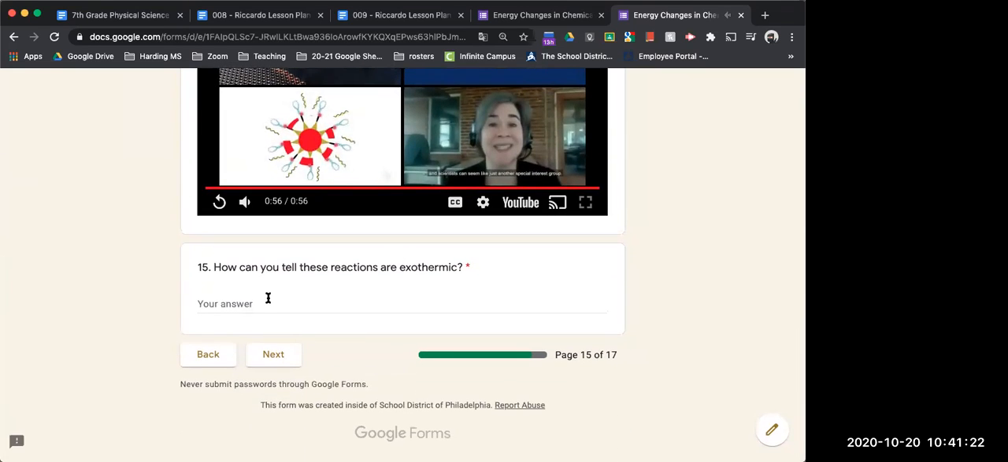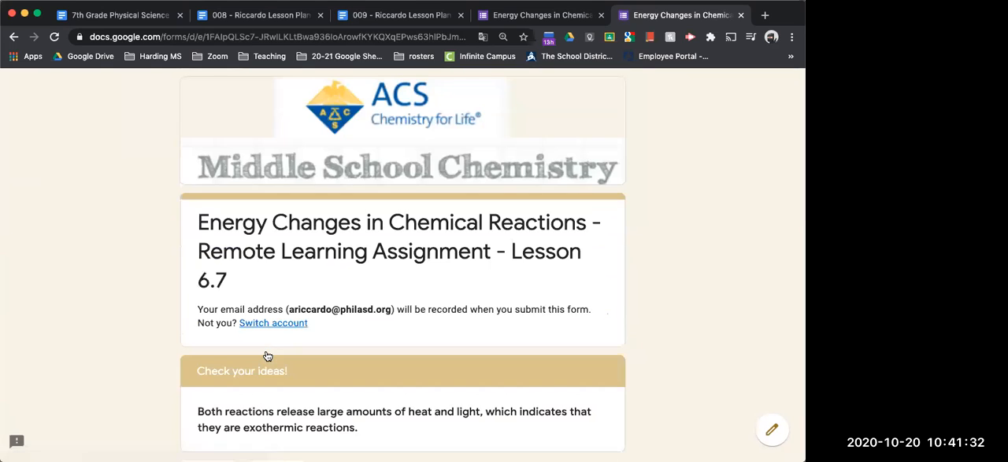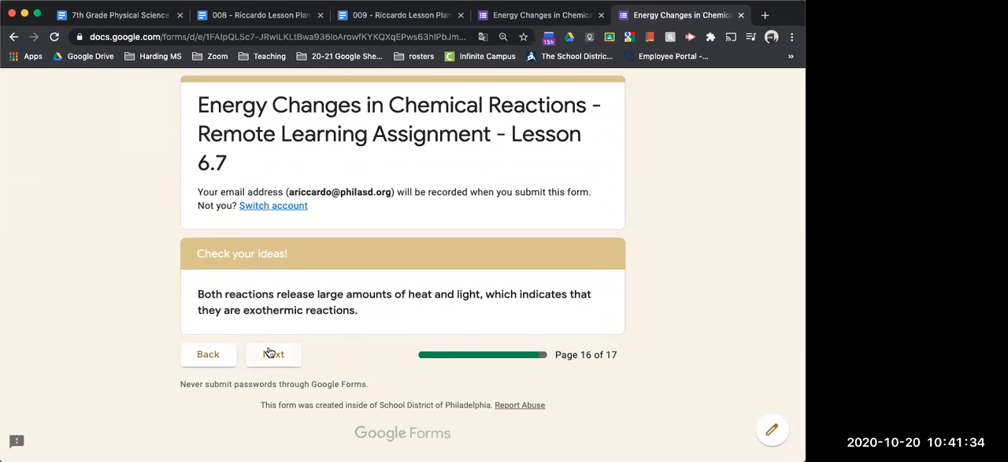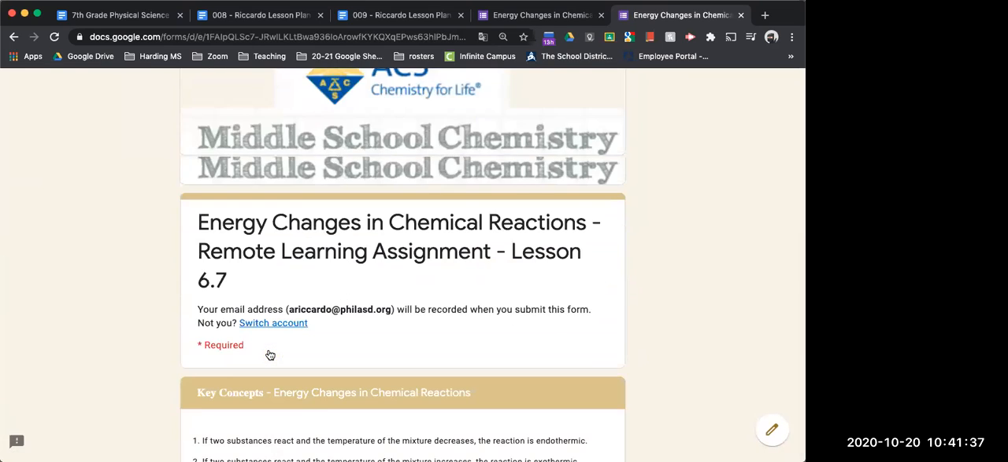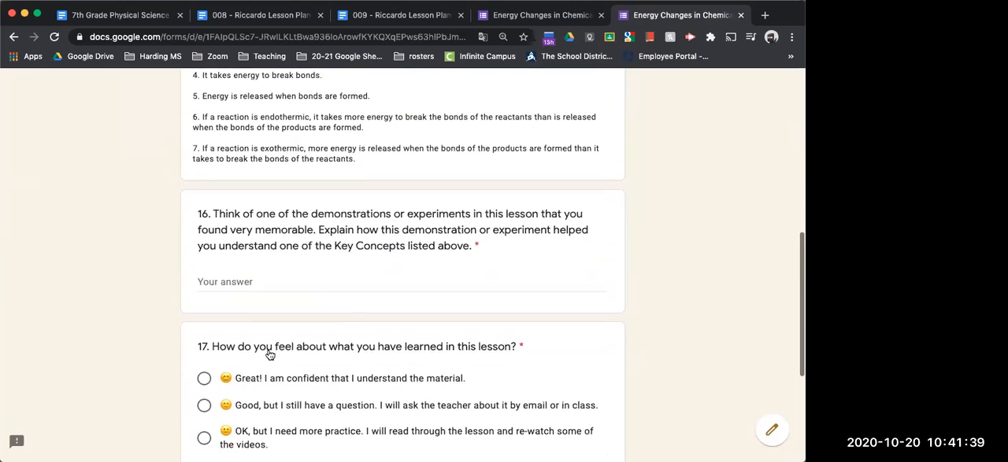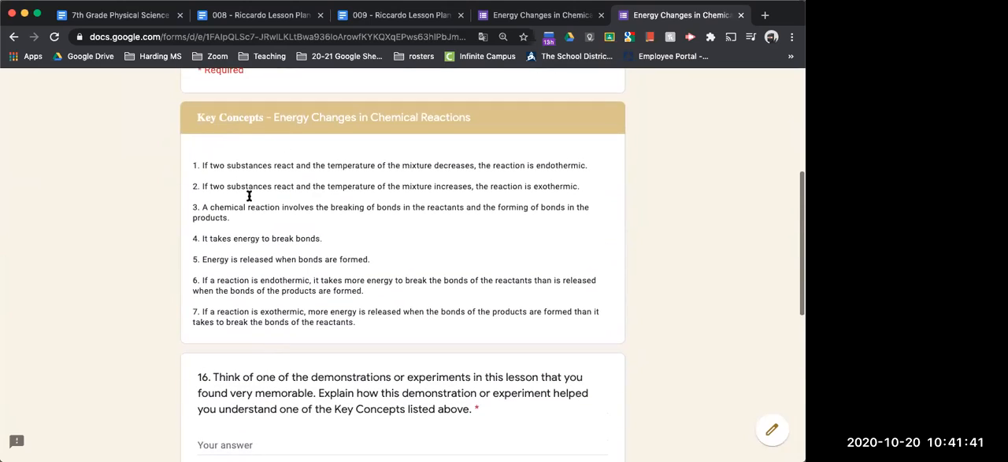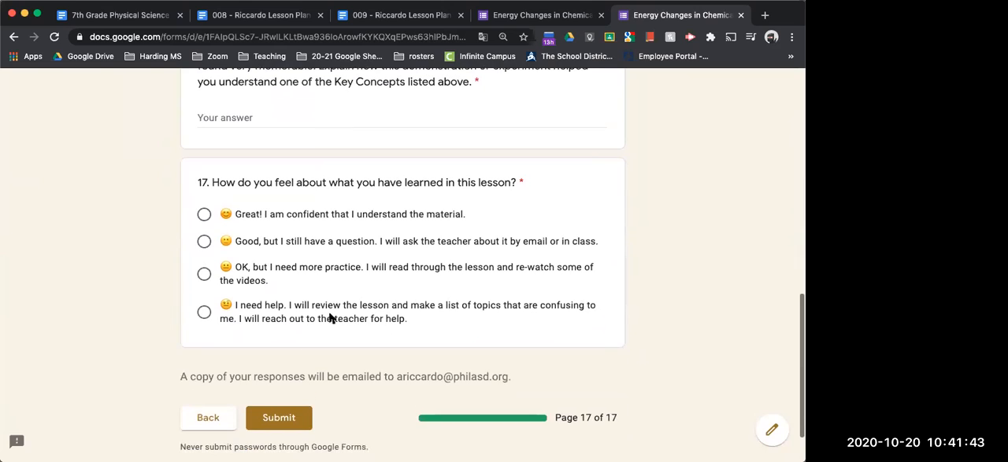All right, how can you tell these are exothermic? They gave off light and heat. Both are, because of light and heat. And that's it. All right.